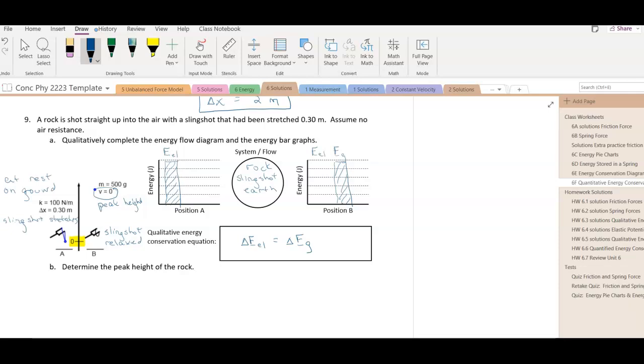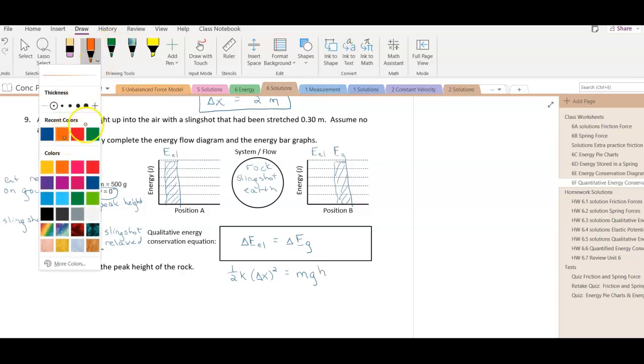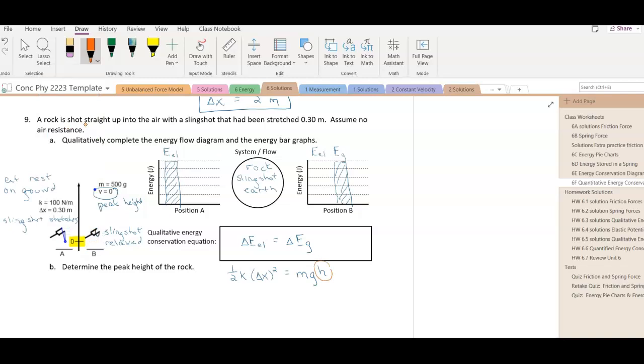Okay, so I'm going to calculate each of these things. So let me write the formula for each one. To calculate the elastic potential energy, that's half of the spring constant times the displacement squared. The gravitational potential energy is the mass times g times its height. What I'm solving for is the peak height, so I'm going to solve for this h.